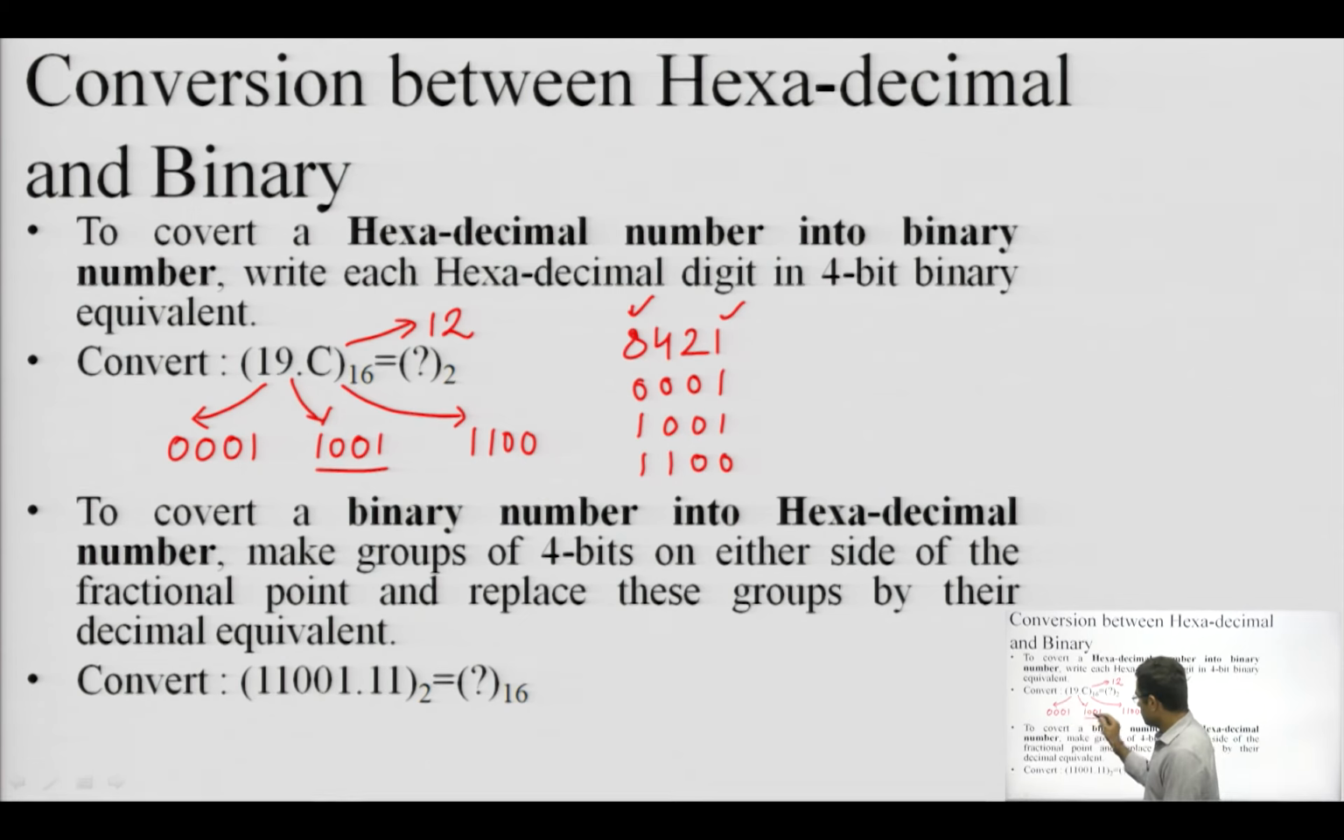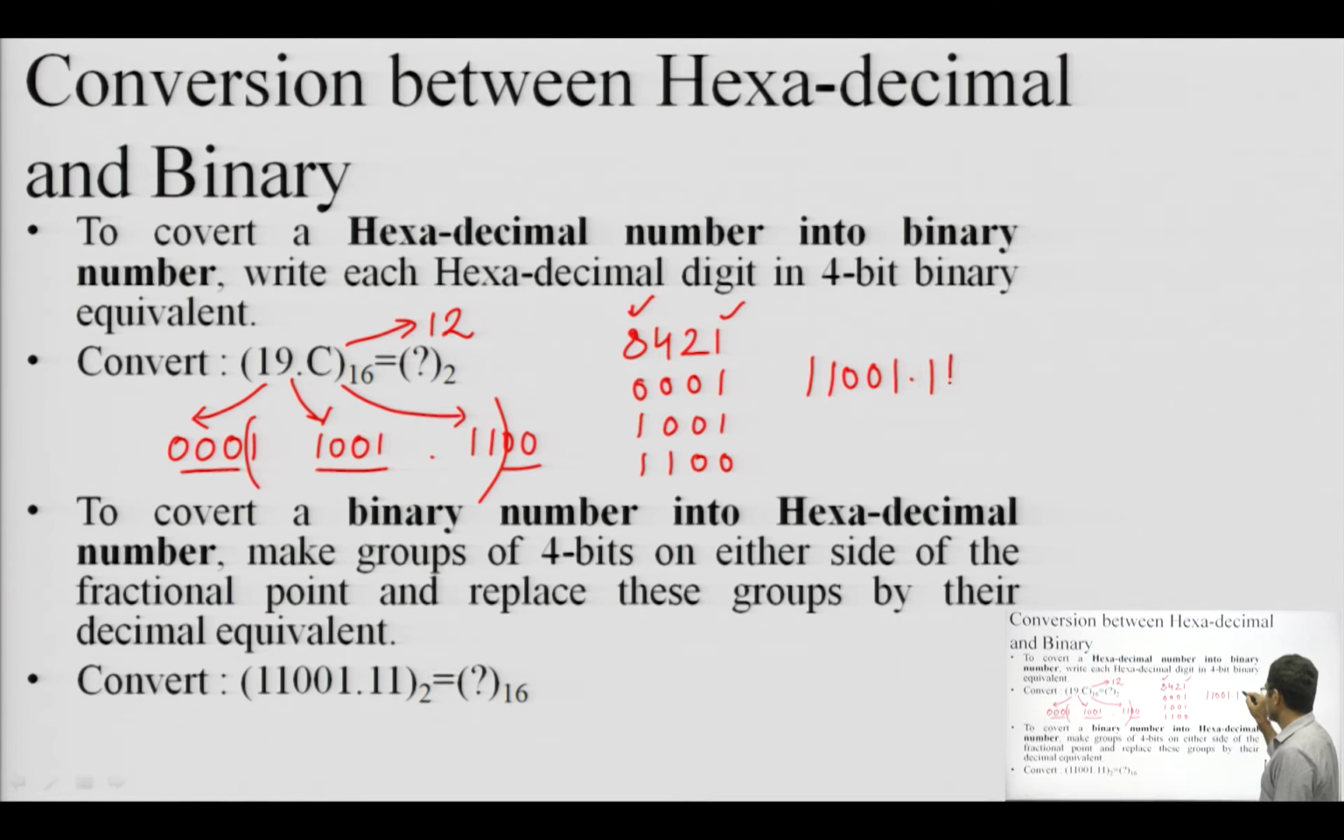So, if I club these bits, these 3 bits will not be required, these 2 bits will not be required. So, if I take these bits again, I am getting 11001.11. So, I am writing it separately here, 11001.11 in binary. So, in this way we have converted a hexadecimal number into a binary number.